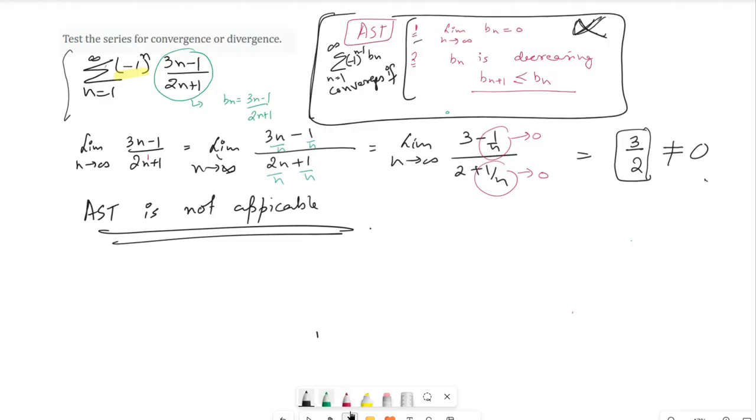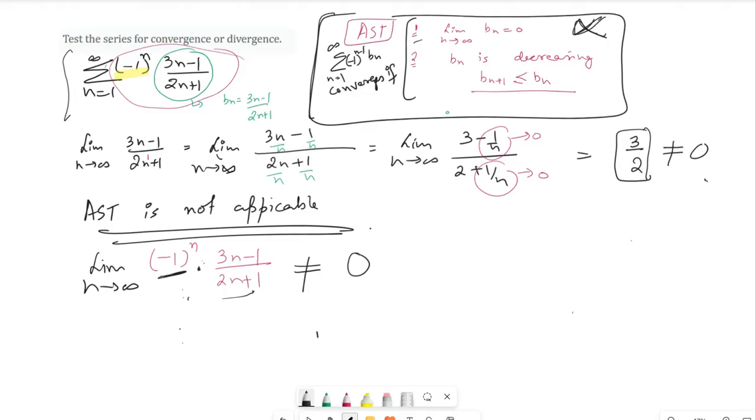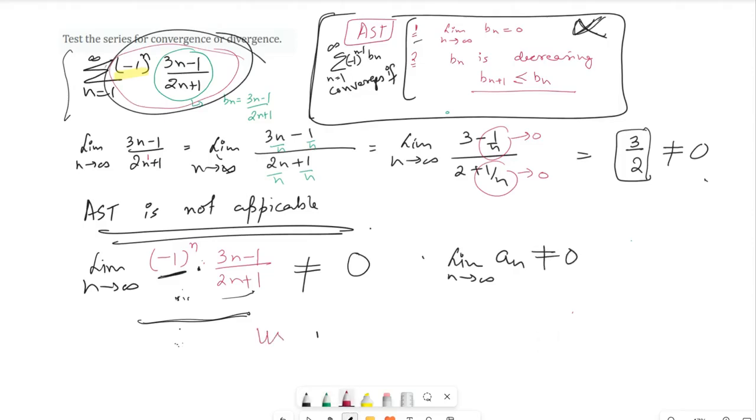But you know what? If you notice, what is the whole term? The whole term is negative 1 power n times 3n minus 1 by 2n plus 1. If I take the limit of that, that is also not going to be equal to 0 for sure, because the positive part of this is approaching 3 by 2. When I'm multiplying negative 1 power n with this, it's going to just oscillate between negative 3 by 2 and 3 by 2, right? It's never going to approach 0. So this says that limit n approaches to infinity of an, the whole term, is not equal to 0. So here we can use the divergence test.